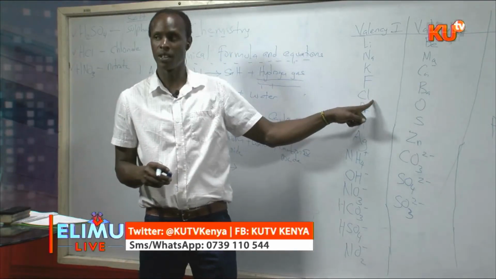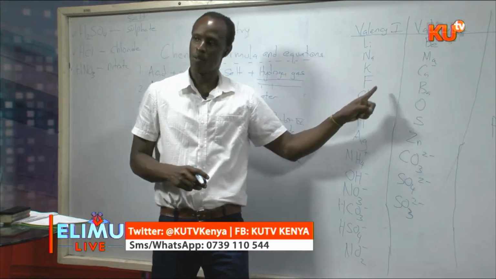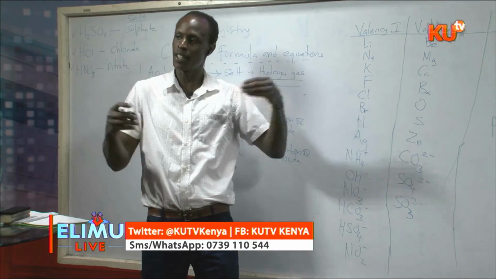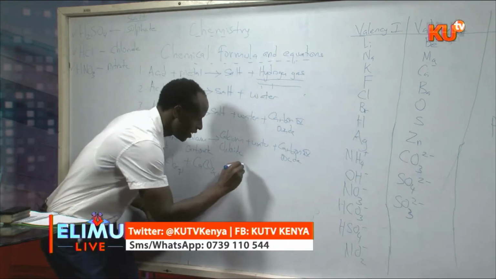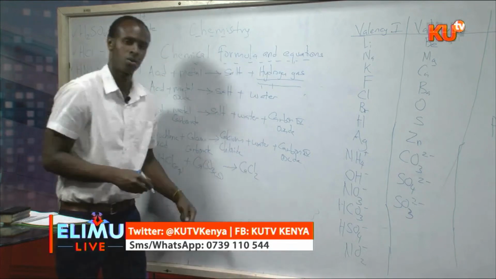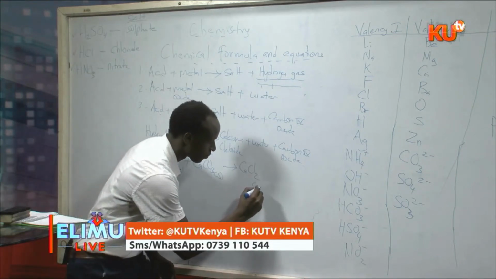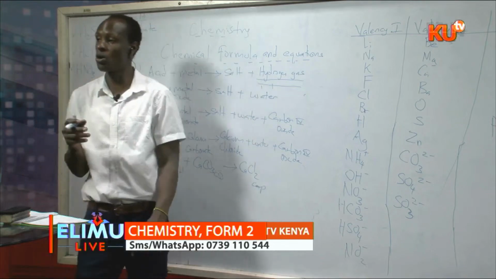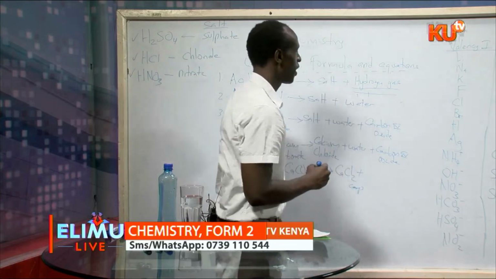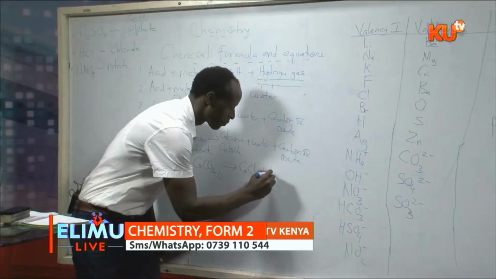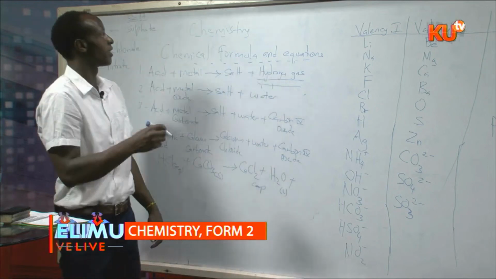You get calcium chloride: calcium and chlorine. Valency of calcium 2, valency of chlorine 1. Interchange the valencies. The 2 for calcium will go to chlorine. So you'll get CaCl2 after interchanging the valencies. This is aqueous because it is a soluble salt. Water, we now know the formula is H2O, which is a liquid, plus carbon 4 oxide.